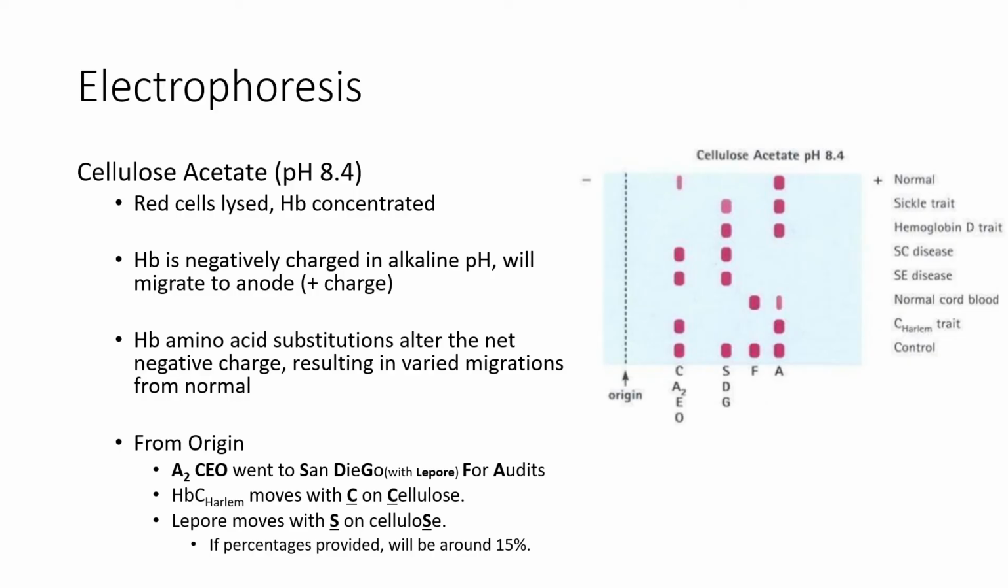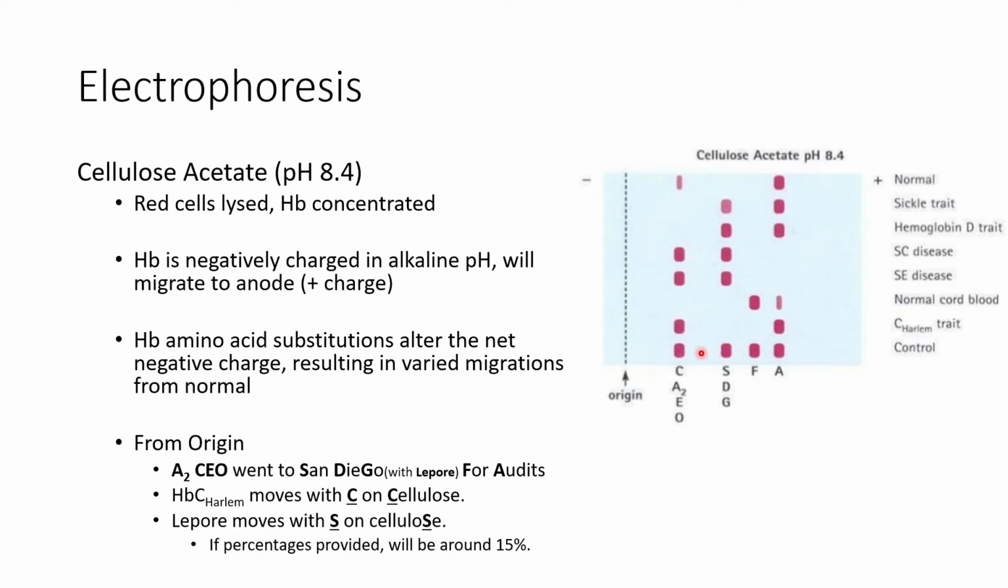For electrophoresis, red cells are lysed and the hemoglobin is concentrated prior to loading the sample onto the gel. We will start with cellulose acetate gel electrophoresis, which is performed at pH 8.4. At alkaline pH, hemoglobin has a net negative charge and will migrate towards the anode when a current is introduced into the system. If a hemoglobin amino acid substitution is present, this will alter the net charge and thus its migration on the cellulose gel. These migration differences are grouped as shown in the image on the right.